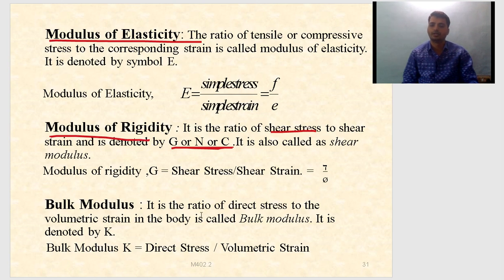And bulk modulus. It is the ratio of direct stress to volumetric strain. Later I am going to explain different types of bulk modulus, and it is represented as direct stress to volumetric strain.